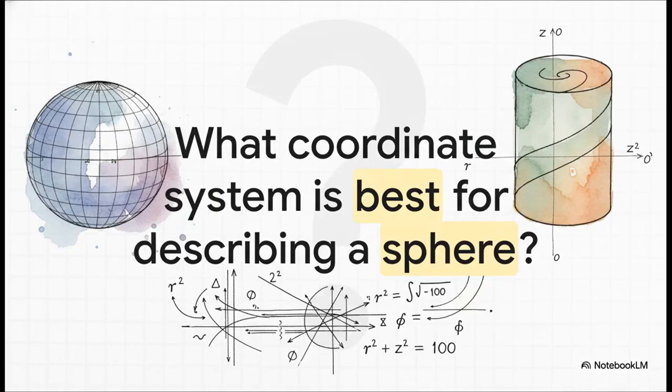And that brings us to one last little thought. We described a sphere today, but using r squared plus z squared equals 100 still felt a little clunky. It makes you wonder, right? If cylindrical coordinates are perfect for cylinders, is there maybe an even better system out there that's designed specifically for spheres? I'll leave you to think on that.